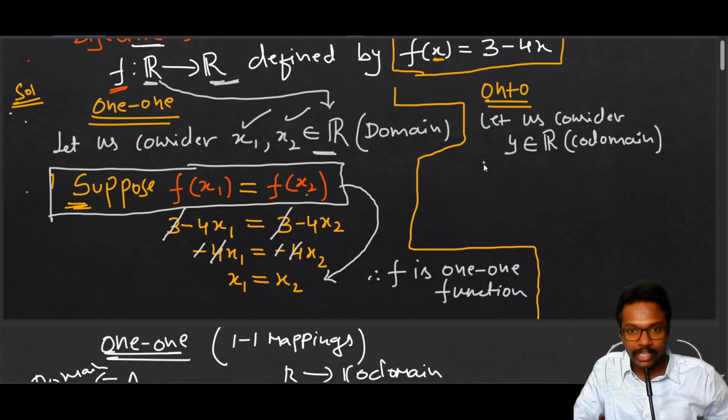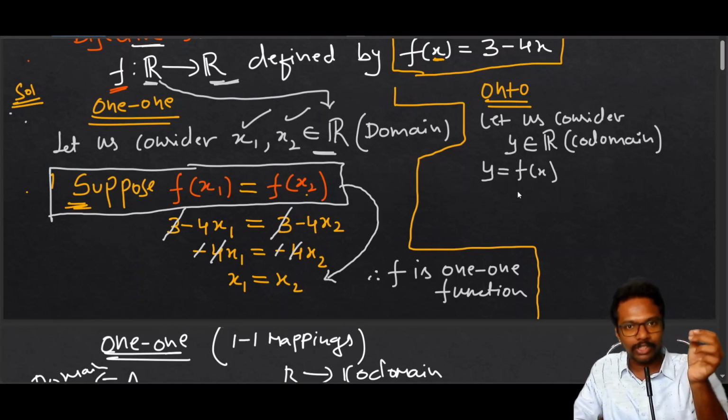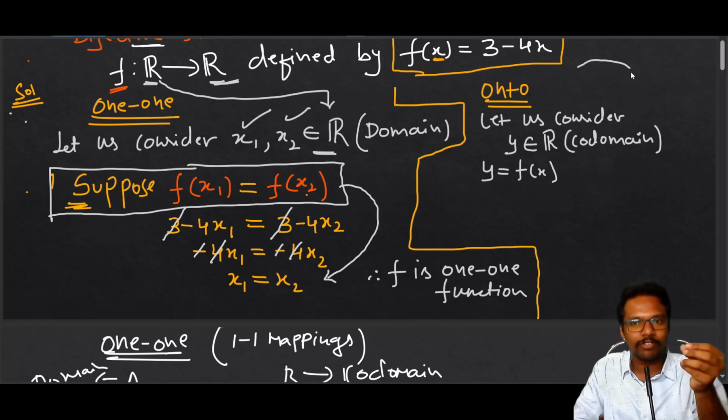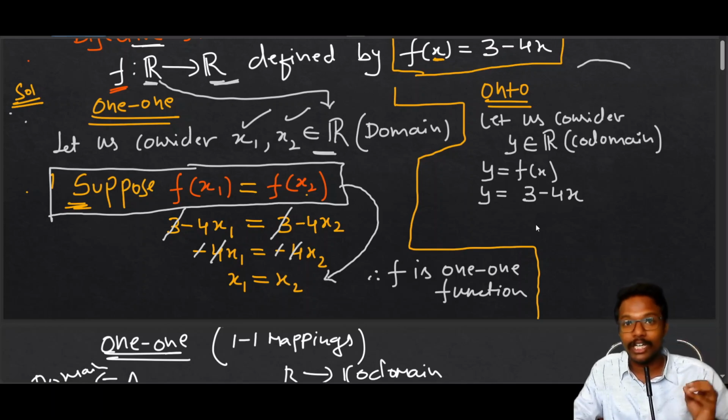Next, we already know I have considered this y. They have given the function f of x. Both are the same. If you go from x to codomain, you call it f of x. I have considered that point itself as y. So y equals f of x, which is 3 minus 4x. Now our aim is to find x. So I make x separate and the remaining elements separate.